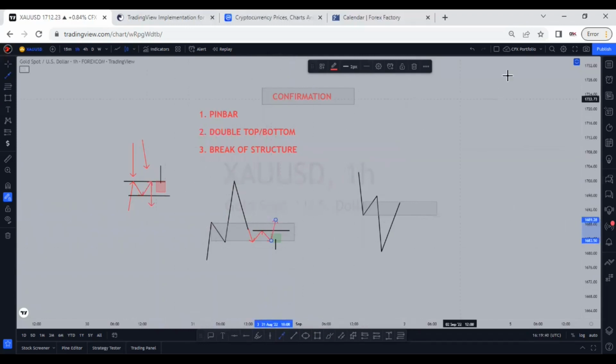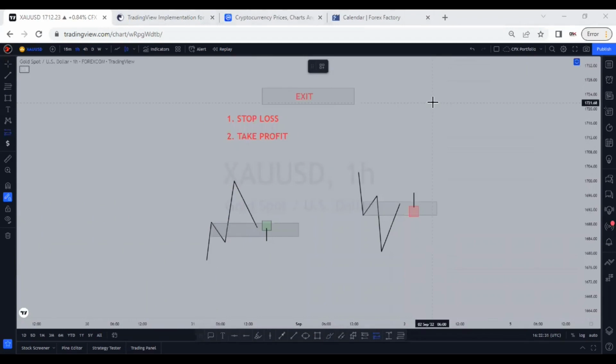Now let's move to the next topic. After you have successfully followed all the 4 steps, the last step is our exit. For exit, we have 2 of them: the stop loss and then your take profit. Where to place your stop loss and where to place your take profit.